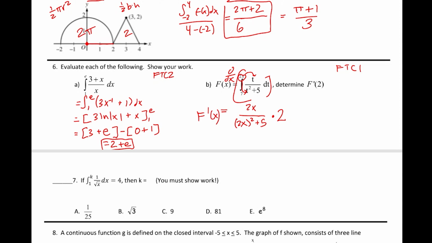So if I want f prime of 2, I'm going to substitute in 2 everywhere I see it. So everywhere I see x. So 2 times 2 is 4. And then let's see, 2 times 2 is 4. 4 squared is 16. 16 plus 5 times 2. So f prime of 2 is 4 times 2 is 8. Over 16 plus 5 is 21.